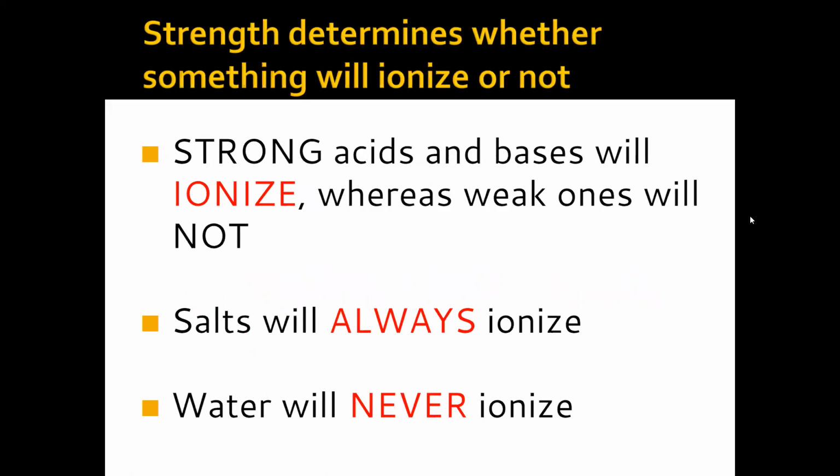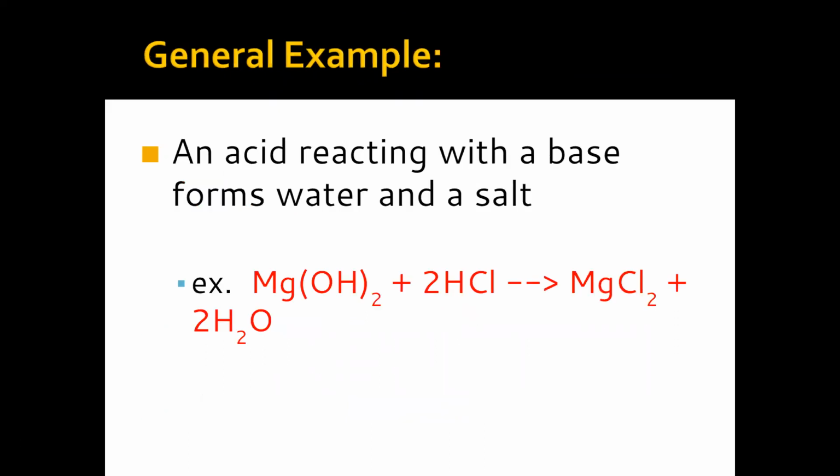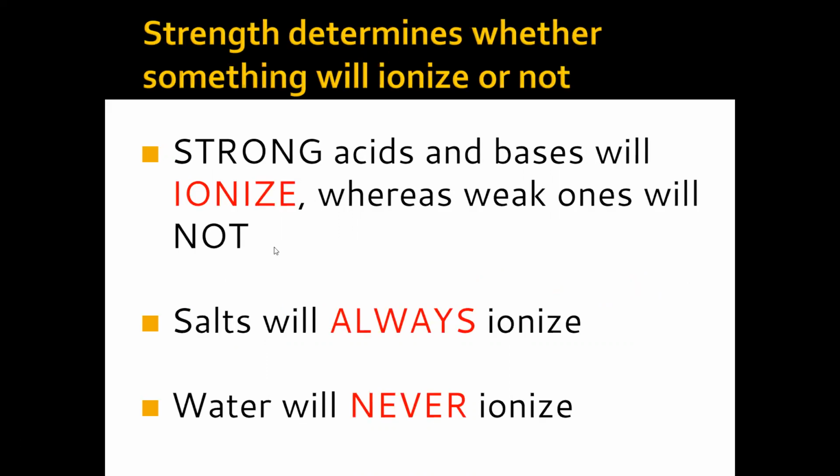So strength is going to determine whether or not an acid or a base is going to ionize. If it is a strong acid or a strong base, if you dump that into water, it's going to ionize immediately. For example, from this last slide, if you dumped solid hydrochloric acid into water, it would immediately split up into H plus ions and Cl minus ions. And that's what I mean by strong acids and bases will ionize, whereas weak ones will not.